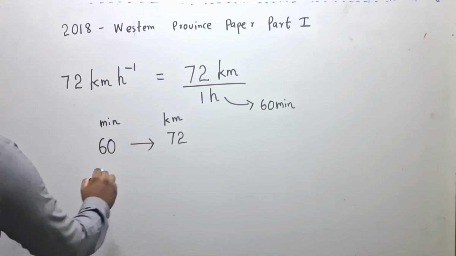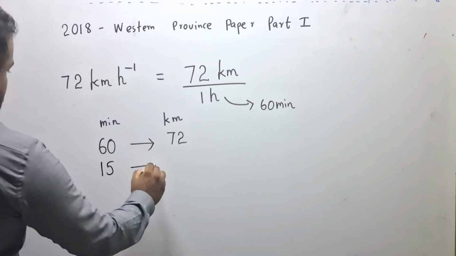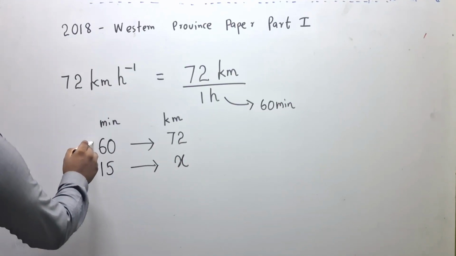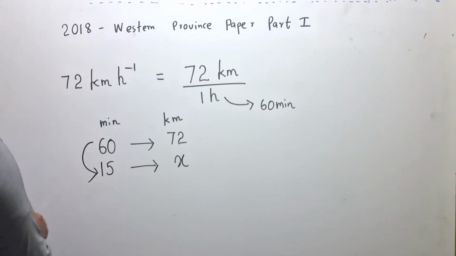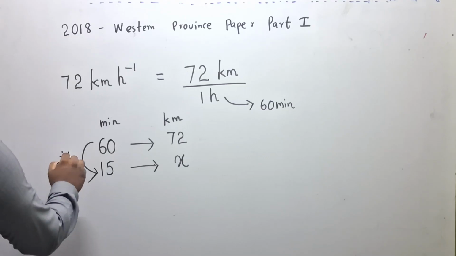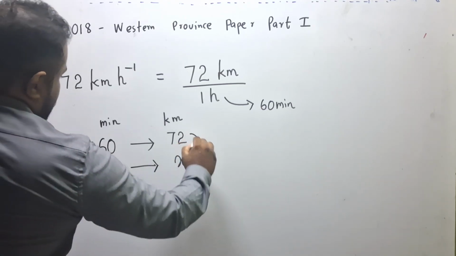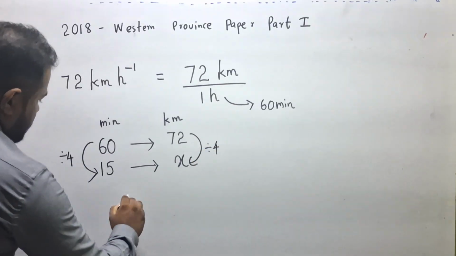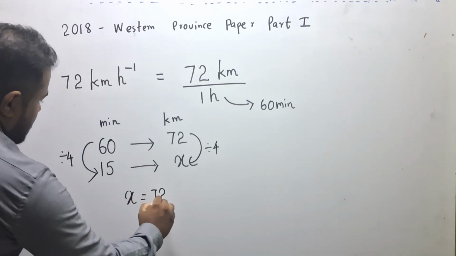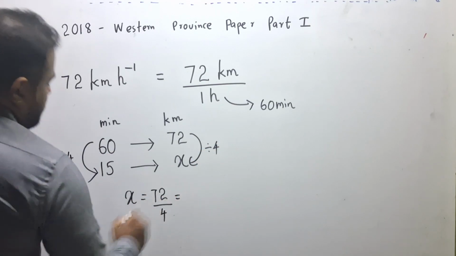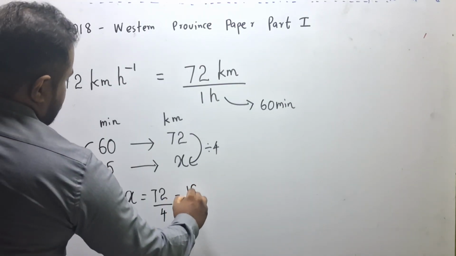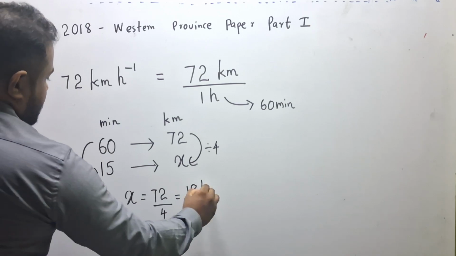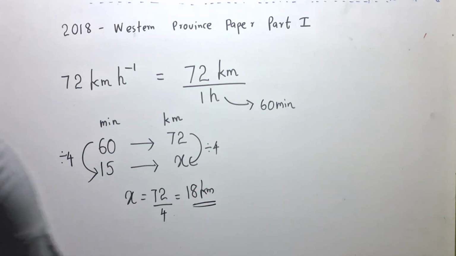Then we need to find for 15 minutes how many kilometers should be traveled. How to make 60 into 15? Divide by 4. What makes x? 72 divided by 4. So x equals 72 divided by 4. Answer is 18. What's the unit? Kilometers. That's the one method.